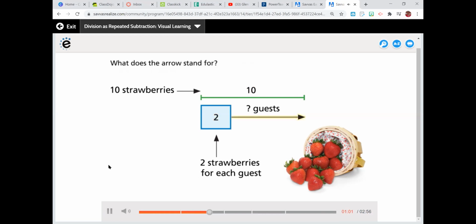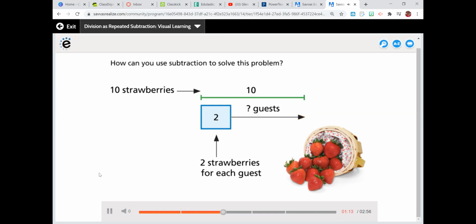What does the arrow stand for? The arrow can show you how many you need to take away until you get to 0, until you get rid of all 10 strawberries. The arrow stands for the number of guests who will get 2 strawberries.